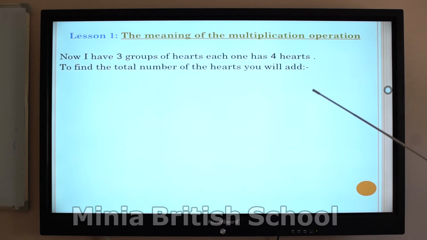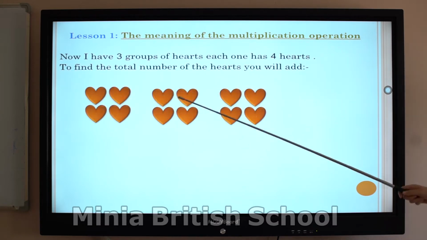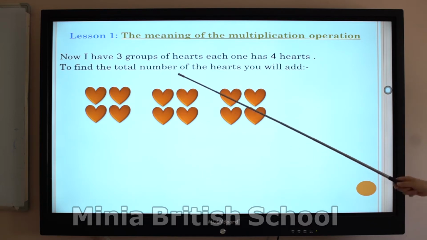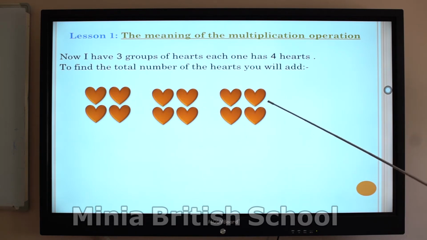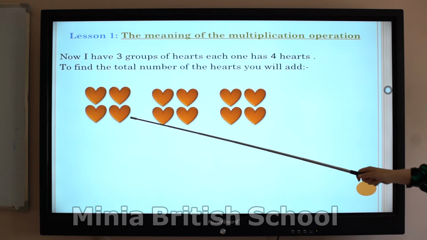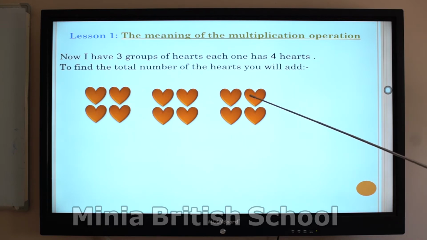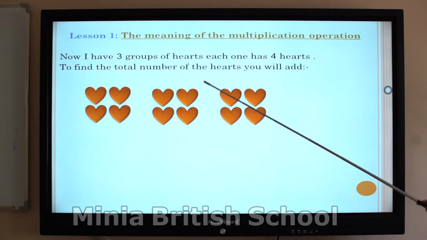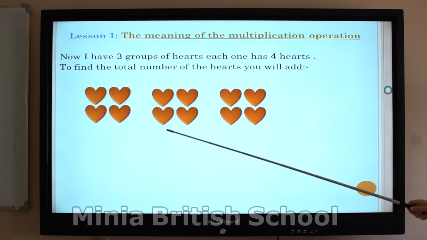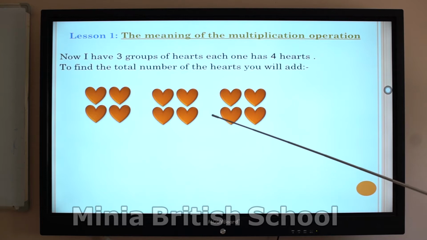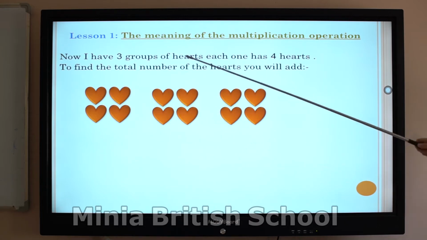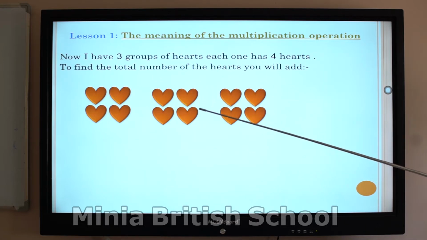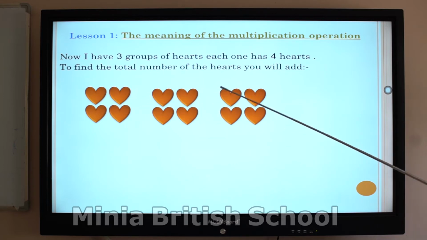Now I have 3 groups of hearts. 1, 2, 3 groups, and each one has 4 hearts. 1, 2, 3, 4. 1, 2, 3, 4, and 1, 2, 3, 4. Okay. To find the total number of hearts, I want to know the total number of all hearts here. So we have to add all hearts together.